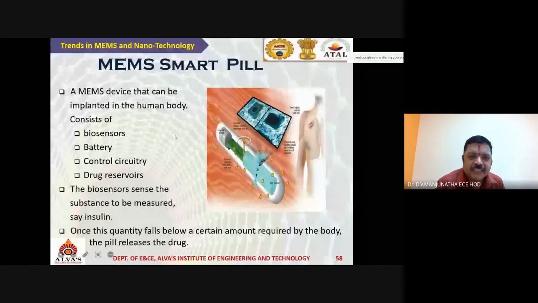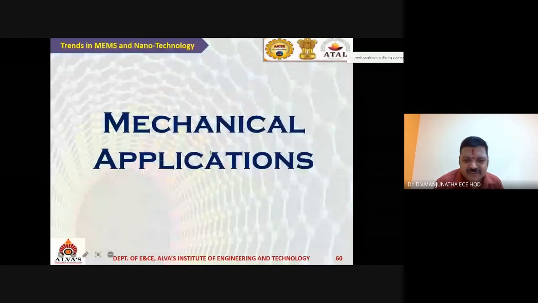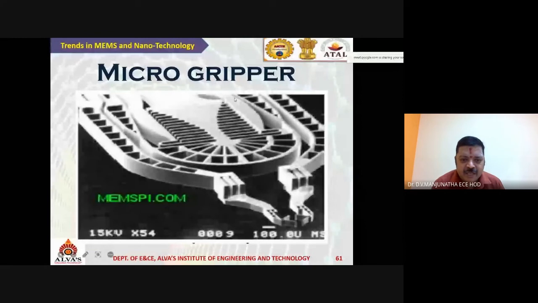So next, nanobot. So micro PCR, duplicate DNA or other proteins can be duplicated in the body of the patient, right? Mechanical applications. When it comes to mechanical applications, micro gripper application is one of the best applications when it comes to MEMS and nanotechnology. World's smallest rotary internal combustion engine. See, this is the smallest combustion engine.